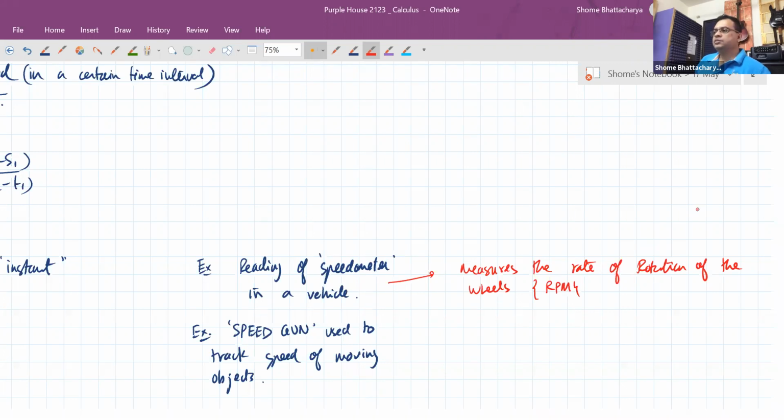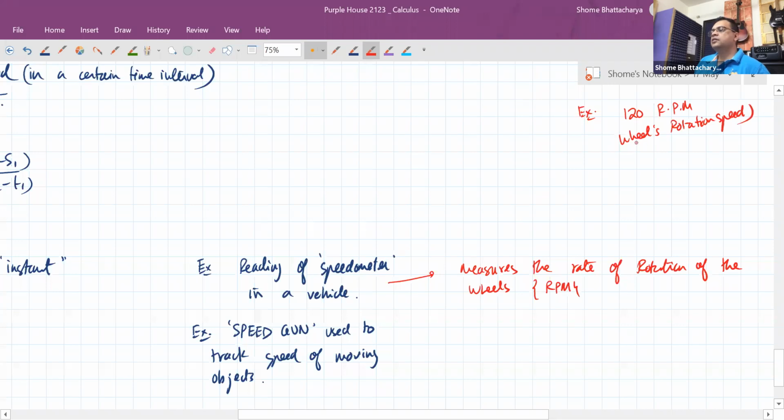Okay, so tell me something. I know the number of rounds per minute. From that, can I calculate the time taken for one rotation? Yes. So for example, if I know that a vehicle is making, let's say, 120 rounds per minute, I mean the wheel is making, so this is the rotation speed of the wheels. So from that, what can I tell about the time period of the wheel? What is the time period for a single rotation?